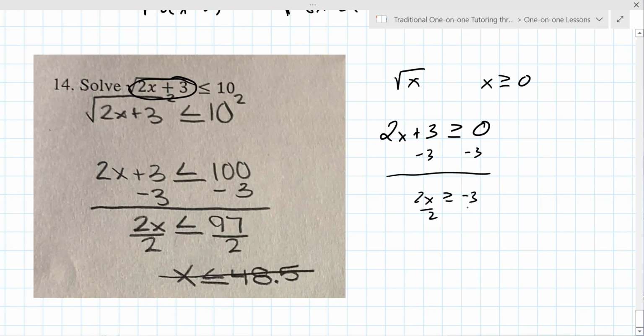So you divide by 2. So x has to be greater than or equal to negative 3 halves. That's really your domain.